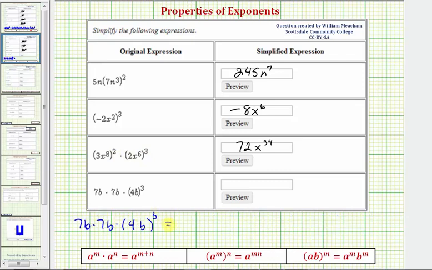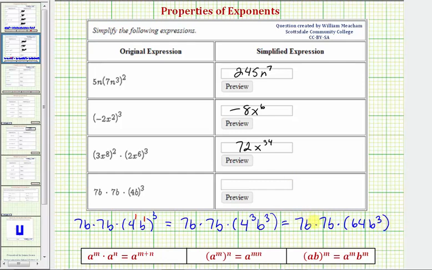Next we have 7b times 7b times (4b) raised to the third. Looking inside the parentheses here, this is 4 to the first times b to the first. So we have powers raised to powers. So we have 7b times 7b times, this would be 4 to the power of 1 times 3, or 4 to the third, times b to the power of 1 times 3, or b to the third. 4 to the third is equal to 64, so we have 7b times 7b times 64 b to the third.